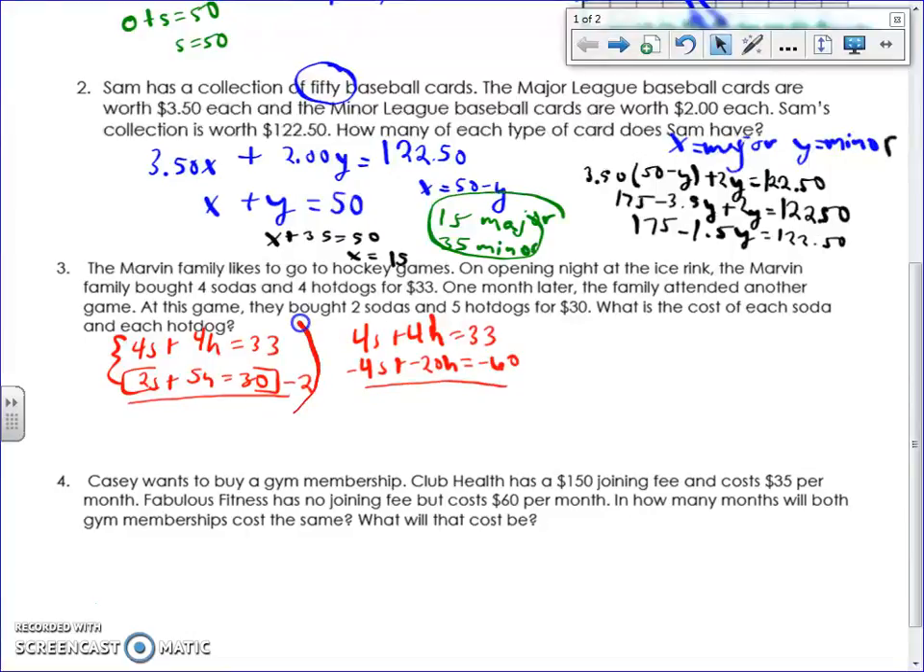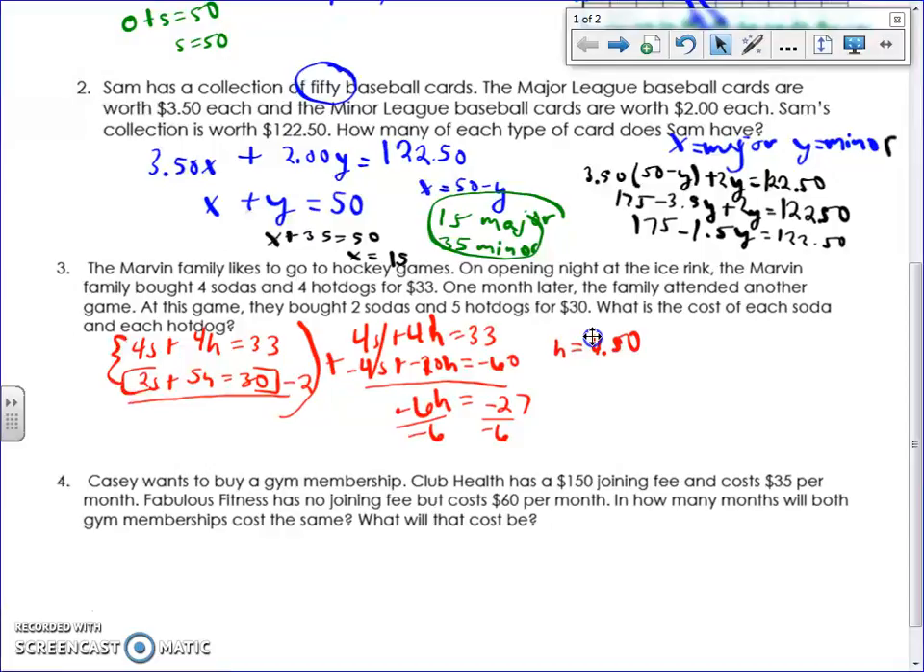This method is also called the addition method because you're essentially adding these equations together. These are going to cancel, and I'm going to get... oh, this is a 10. That's where my mistake was. Sorry, -2 times 5 is -10. So I would get -6h equals -27. Divide both sides by -6. And I have my hot dogs are $4.50.